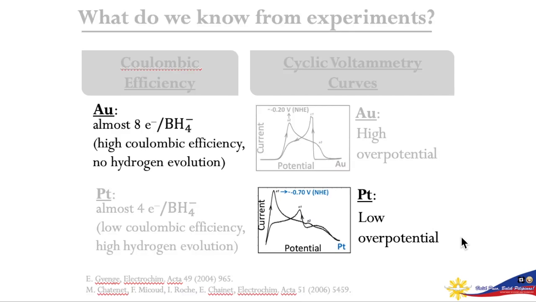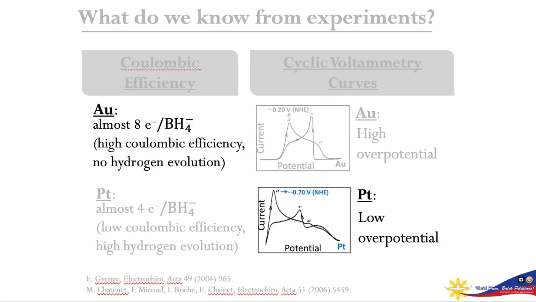So the desired catalyst is the one that has a mixture of characteristics between gold and platinum, such that it should promote an almost 8 electron per borohydride ion, or high Coulombic efficiency, just like the case of pure gold, and no hydrogen evolution. But at the same time, we would like to get the low overpotential requirement characteristic that was experimentally seen for the case of platinum.